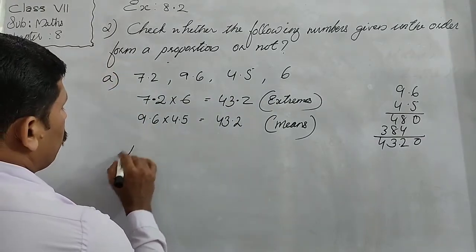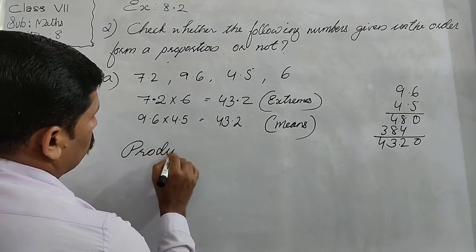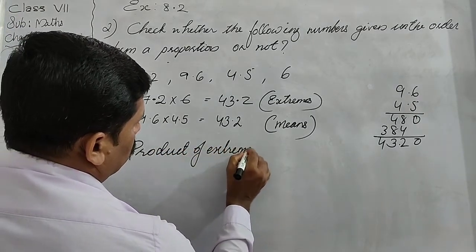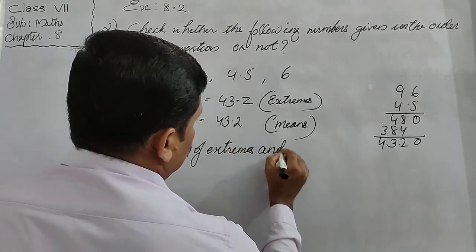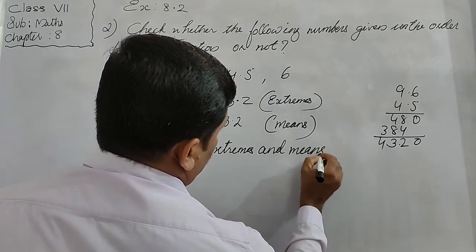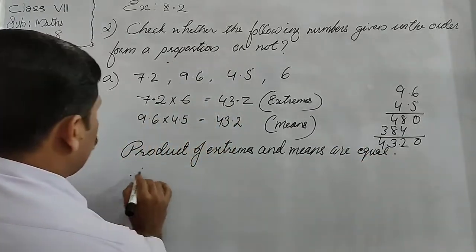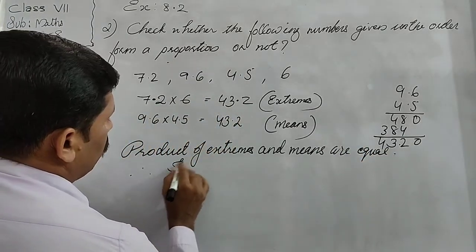So we write: product of extremes and means are equal. Therefore, it forms a proportion.